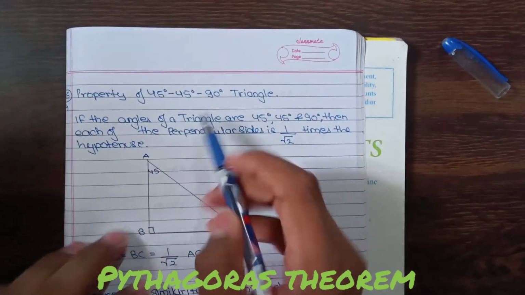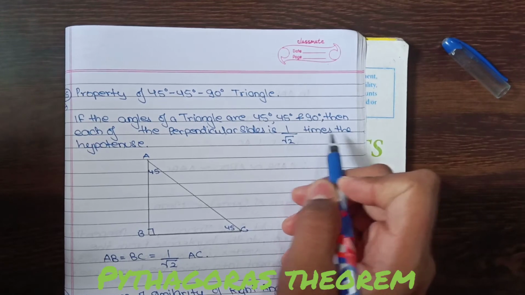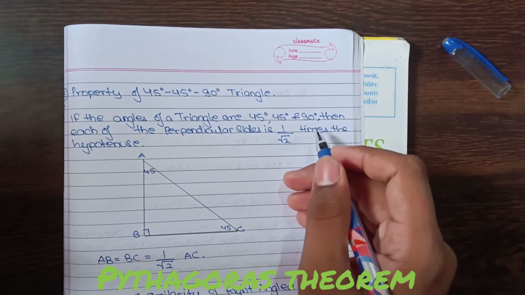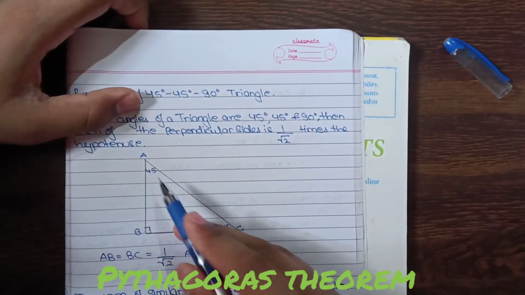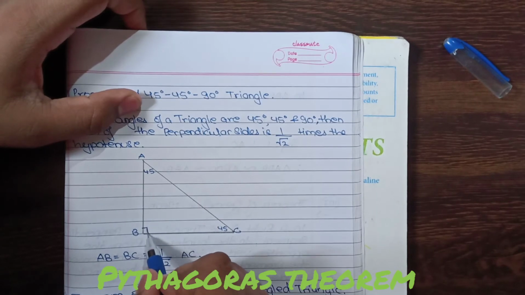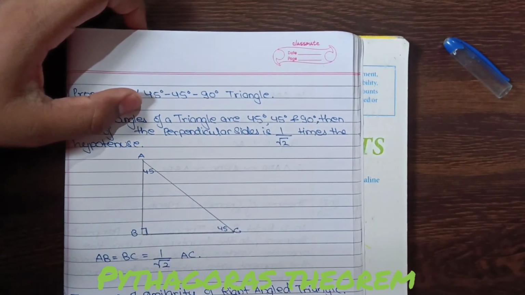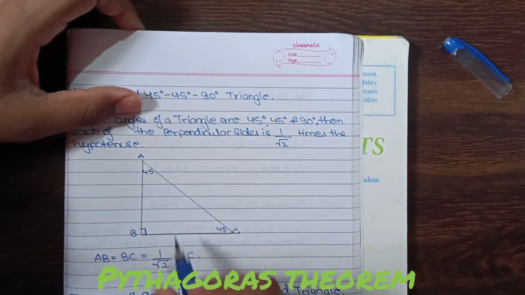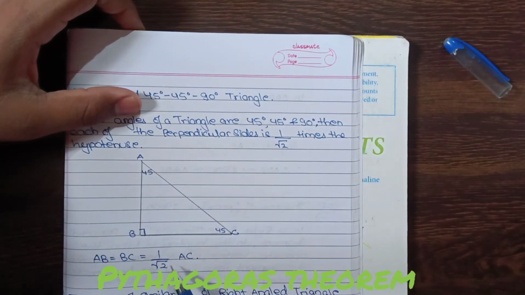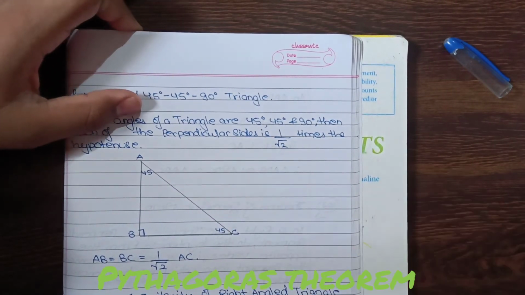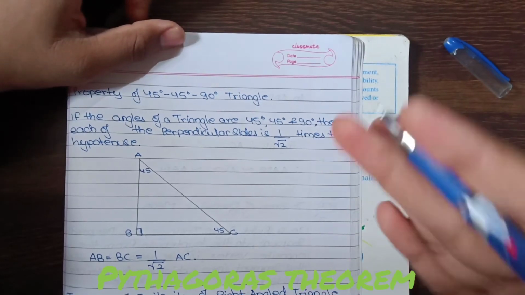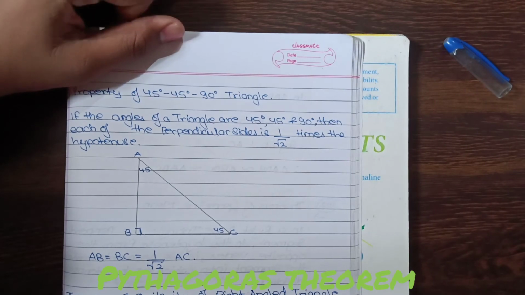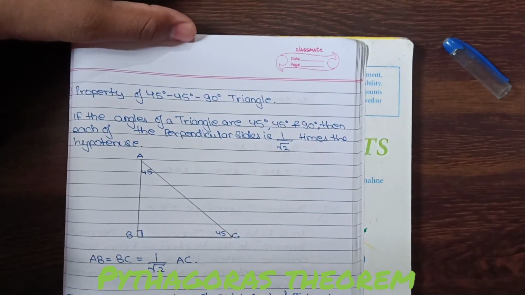So it says that if the angles of a triangle are 45, 45 and 90 degree, then each of the perpendicular sides is 1 upon root 2 times the hypotenuse. It means that, see, if in any triangle this angle is 90 degree, this one is 45 and this one is 45 degree, then BC equals 1 upon root 2 times AC, and AB equals 1 upon root 2 times AC. You can learn this if you know the trigonometric table of sine. It will help you in order to learn all types of formulas.